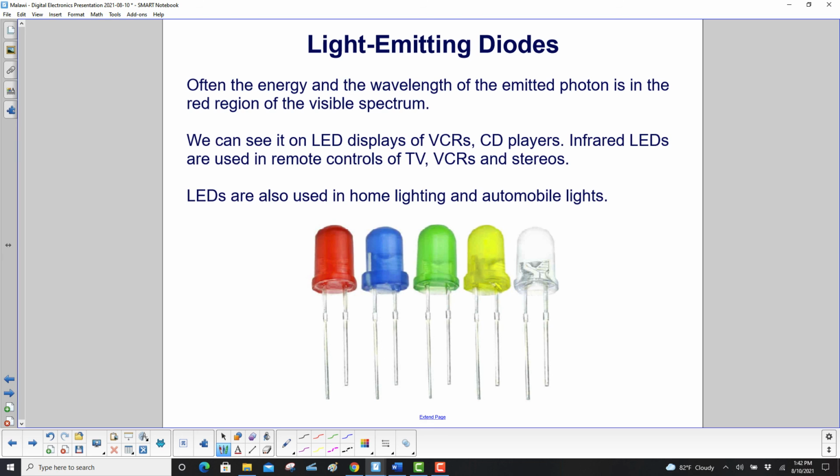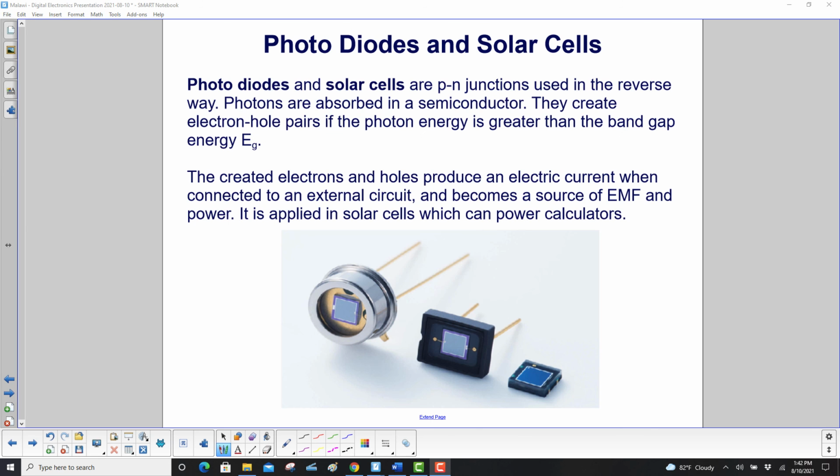Infrared LEDs are used in remote controls of TV, VCRs, and stereos. LEDs are also used in home lighting and automobile lights.